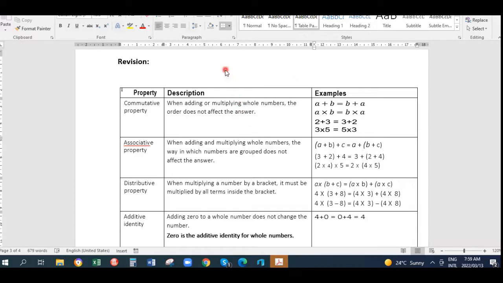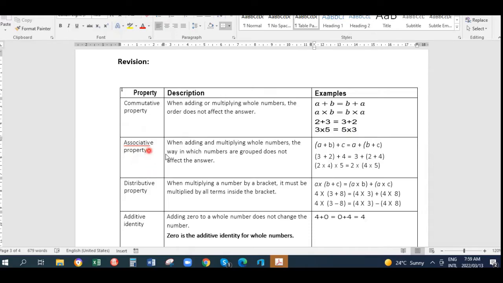Now, the first section we did was whole numbers. And here's the commutative property of whole numbers. Commutative property: when adding or multiplying whole numbers, the order does not affect the answer. So the keyword here is the order. For example, 2 plus 3 is the same as saying 3 plus 2, and 3 times 5 is the same as 5 times 3. So the order does not matter, because 3 times 5 will still give you 15, as well as 5 times 3 giving you 15.